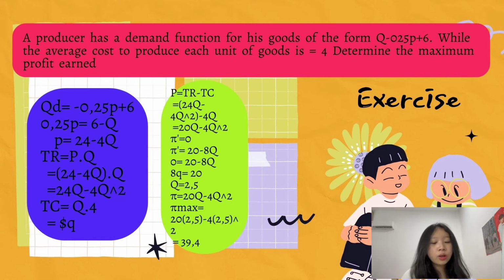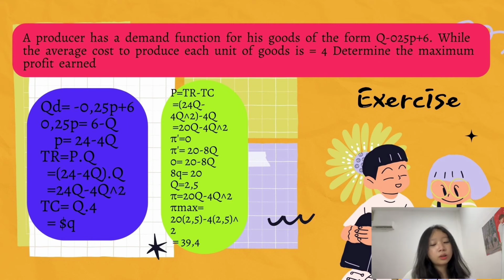For the total revenue itself, it was the function of P times Q, where the P is 24 minus 4Q, then times the Q, so the total revenue remains 24Q minus 4Q power of 2. For the total cost, it was Q times the cost of each unit. The Q itself was Q, and the cost of each unit was 4. So the total cost is 4Q.